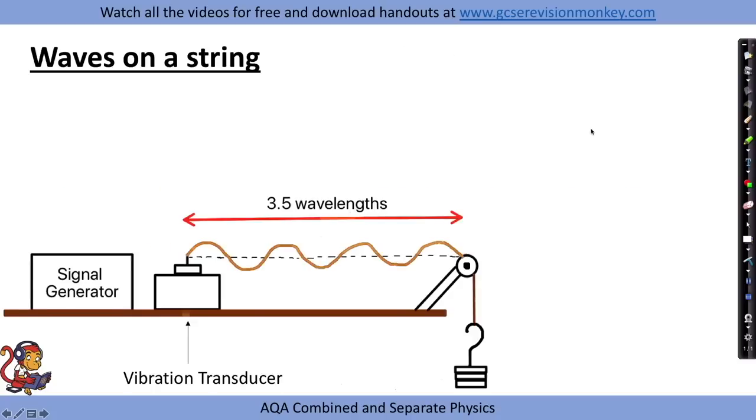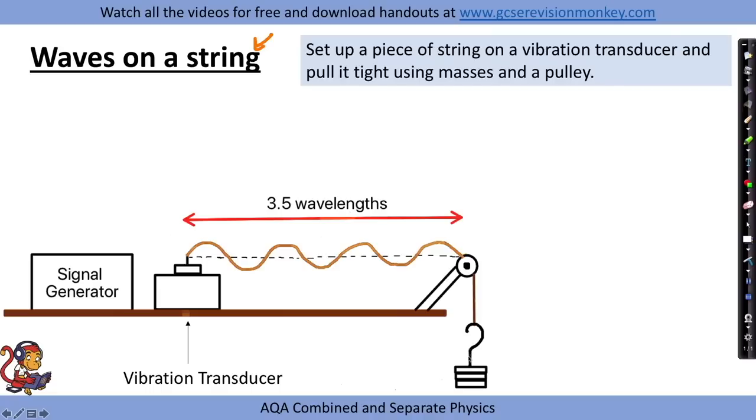So there's 2 practicals that you might need to do to measure wave speed, and the first one that we'll look at is waves on a string. For this practical, we set up a piece of string on a vibration transducer and pull it tight using masses and a pulley. So you can see the wave forming here, but before we turn on the signal generator, you will just have a tight piece of string like that, which is being kept tight by the masses here, which are providing a downwards force.